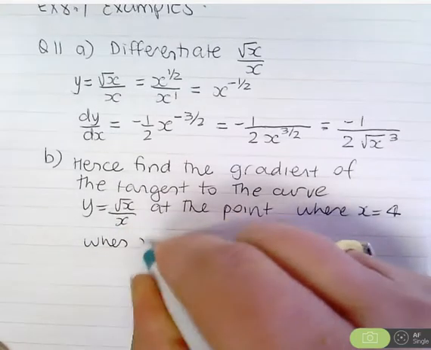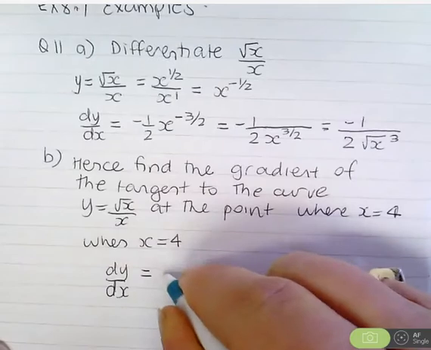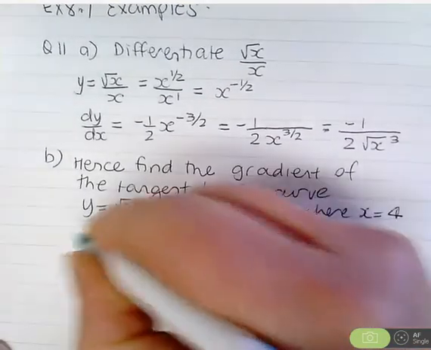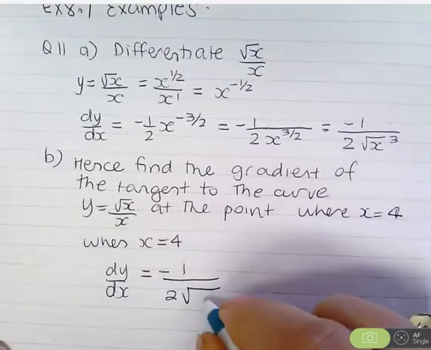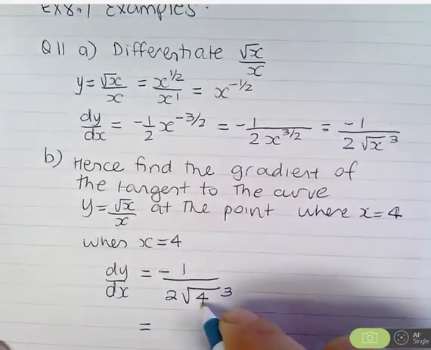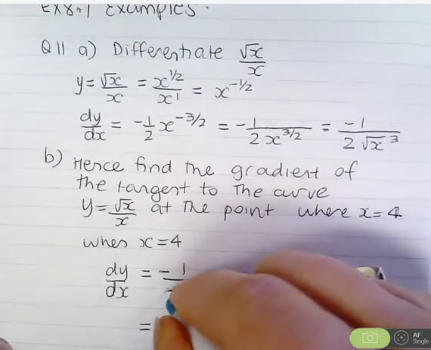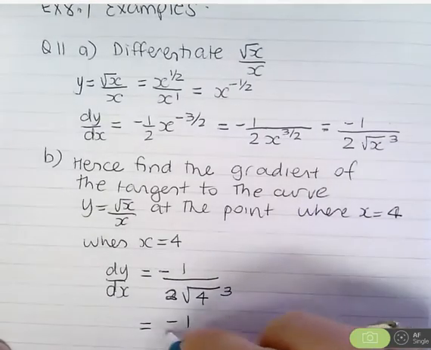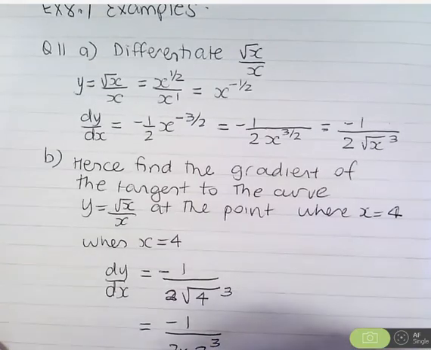So we're just substituting x is 4, just working out what dy/dx is. So we're subbing x equals 4 into this, and we get negative 1 over 2 root x, where x is 4, and then we're cubing it. Now I wouldn't do the 4 cubed first. Remember this is a big 2 here. This is 2 times the square root of x cubed. So it's negative 1 over 2 times the square root of 4, which is 2, cubed.